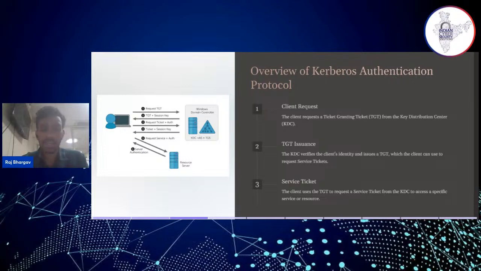Upon successful authentication, a client receives a ticket from a KDC. KDC means key distribution center. This ticket is presented to access specific services without sending the password again. Next, coming to single sign-on, or SSO for short, Kerberos supports single sign-on, allowing the user to authenticate once and access multiple services without repeatedly entering credentials.